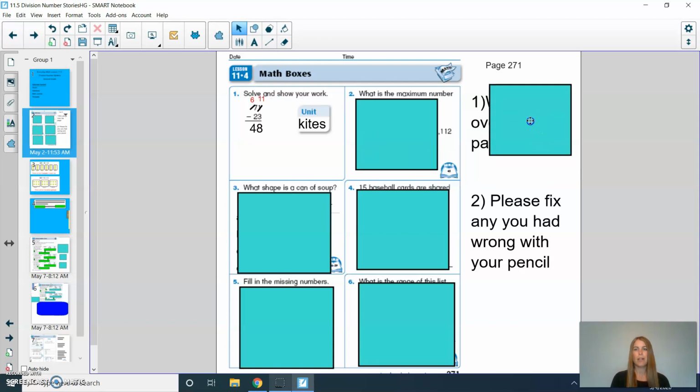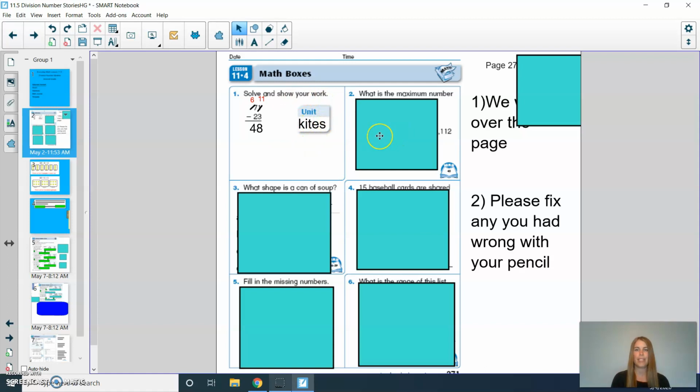For question number 1, we solved 71 minus 23. Now I know I can't do 1 minus 3, so I went next door, I changed my 7 to a 6, my 1 now becomes an 11. 11 minus 3 is 8, 6 minus 2 is equal to 4. I chose to use the unit kites. You can choose whatever you like today.